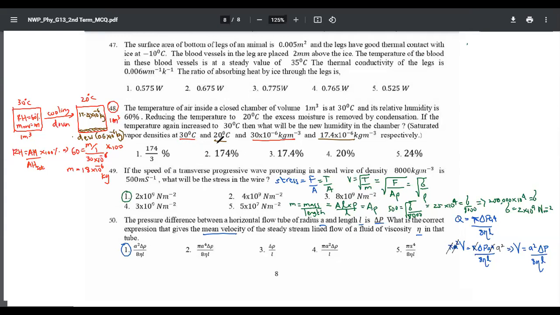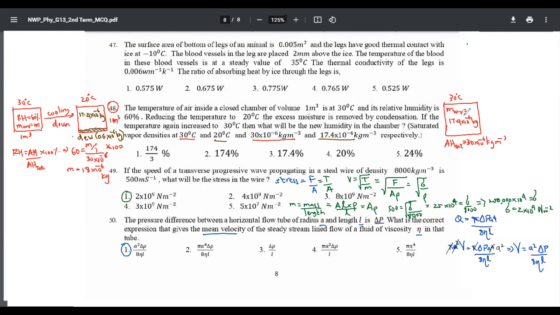Now what are they doing? The temperature is again increased to 30 degrees Celsius. Now what's going to happen? Now the mass of water vapor is just 17.4 into 10 to the power minus 6 kilograms. And remember, the absolute humidity of saturated vapor at this temperature is given to us, that is 30 into 10 to the power minus 6 kilogram per meter cube.